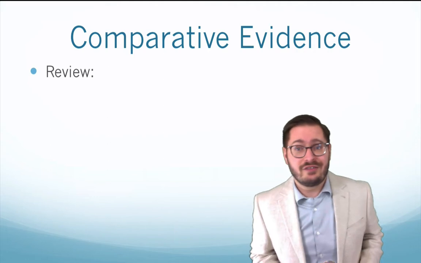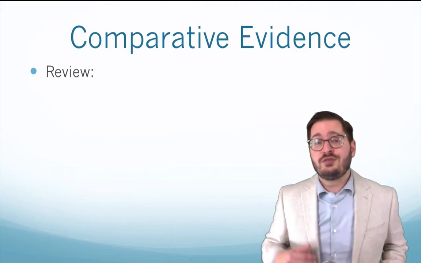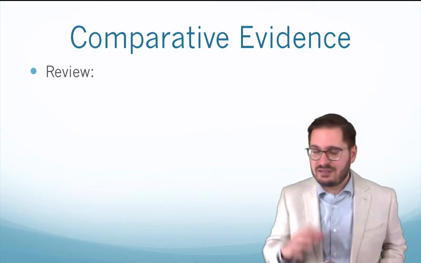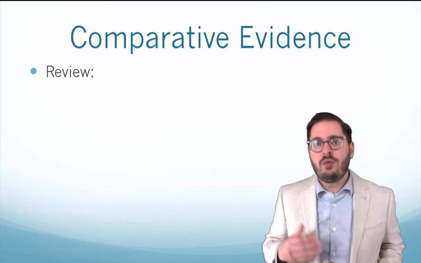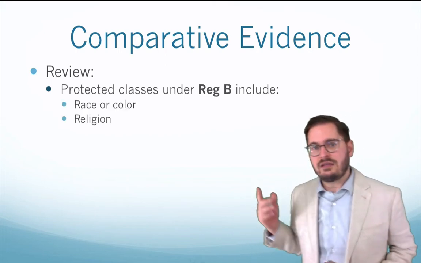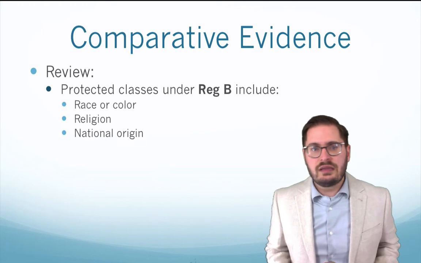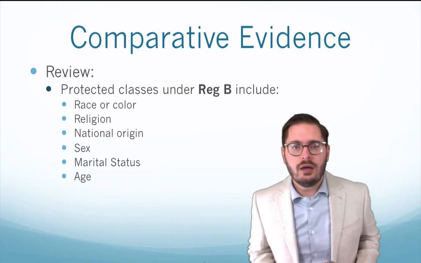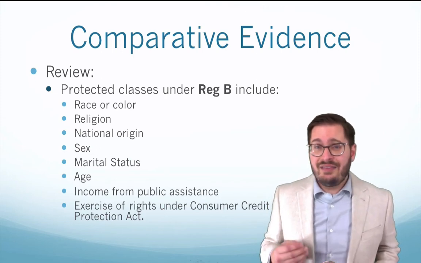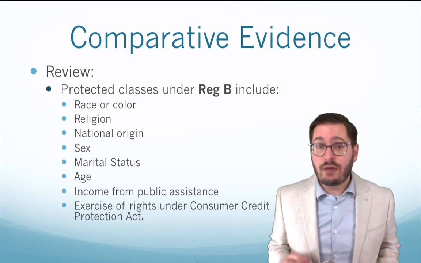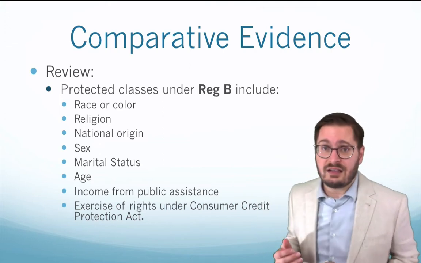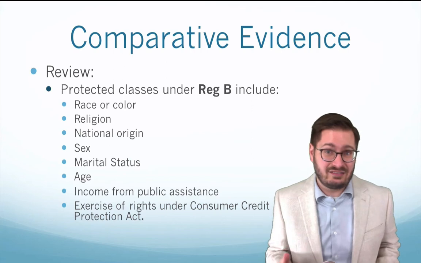Now, what is comparative evidence of disparate treatment? Well, it's when you treat a protected class differently and you discriminate. That's the general overview. So let's review what a protected class is. A protected class under Regulation B includes race and color, religion, national origin, gender, marital status, age, income from public assistance, and even if a consumer exercises their rights under the Consumer Credit Protection Act. These are all protected classes we cannot discriminate against.